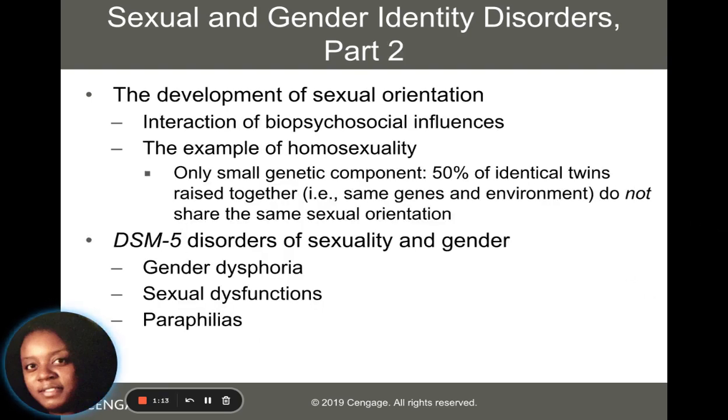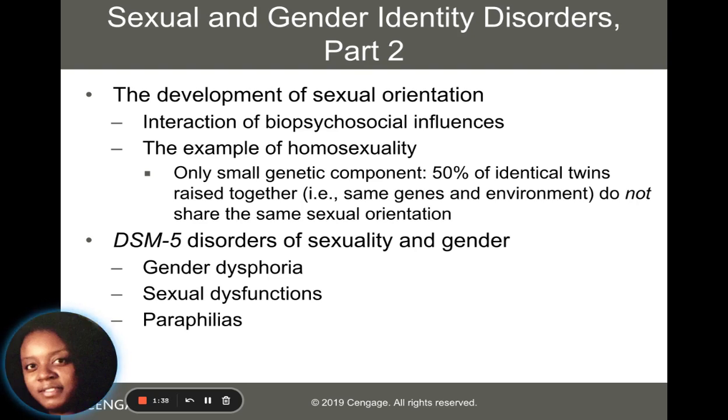So when it comes to the development of a sexual orientation, there's an interaction between biological, psychological, and social factors. For example, for homosexuality, it has been found that there's only a small genetic component. About 50% of identical twins that are raised together with the same genes and same environment do not share the same sexual orientation.